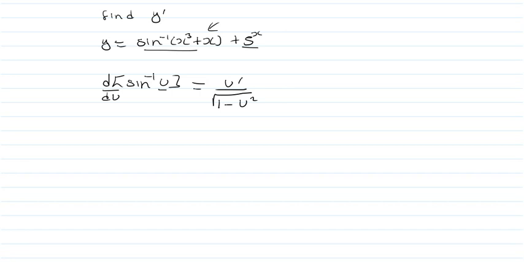Then you can also be asked to find the derivative of cos inverse of u. Here, with respect to u also, you are going to get negative, don't forget this negative, the derivative of u, which is u prime, over the square root of 1 minus u squared. So sine inverse and cos inverse carry the same form. The only difference is a negative that is put in front here.